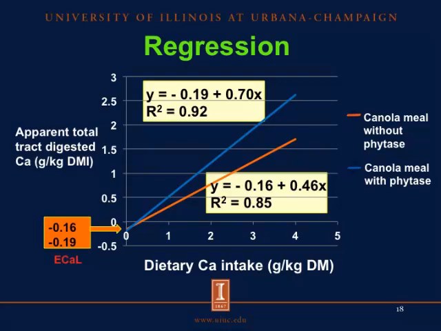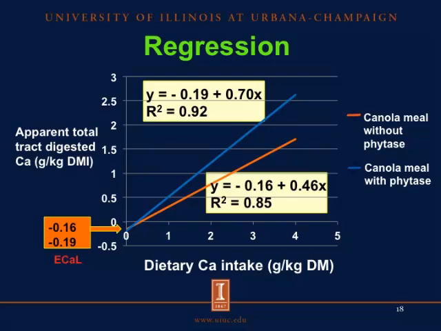And as I mentioned before, we use the regression procedure to determine if there was an endogenous loss of calcium. But first, let me set up the slide. In the x-axis, we have the dietary calcium intake in grams per kilogram dry matter. And in the y-axis, we have the apparent total tract digestibility of calcium in grams per kilogram dry matter intake. The orange line represents the canola diets without phytase, and the blue line represents the canola meal diets with phytase.